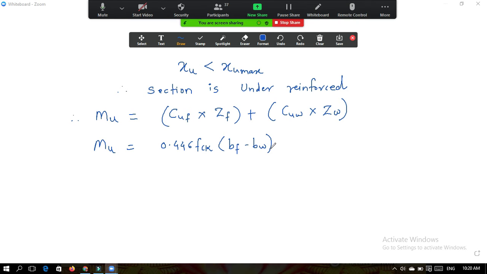Okay. Now this is the third case. For the third case, throughout the flange the stress is not uniform. Up to the depth of YF, we consider the uniform stress. This is our YF. So this is the value of CUF, and you need to multiply this value by ZF. ZF is the lever arm. The lever arm will be D minus YF by 2. This is your lever arm, and this bracket is completed.